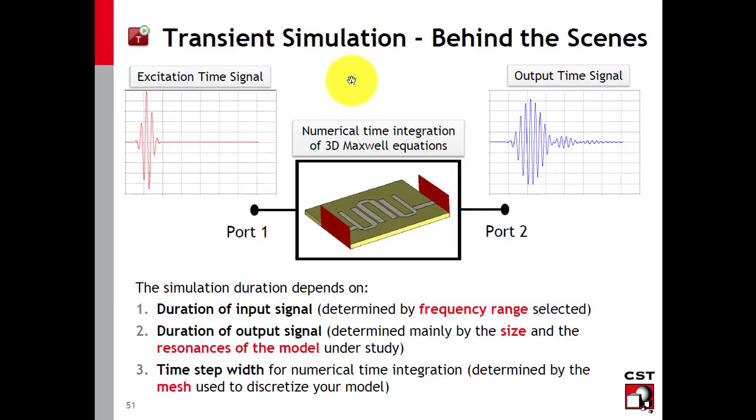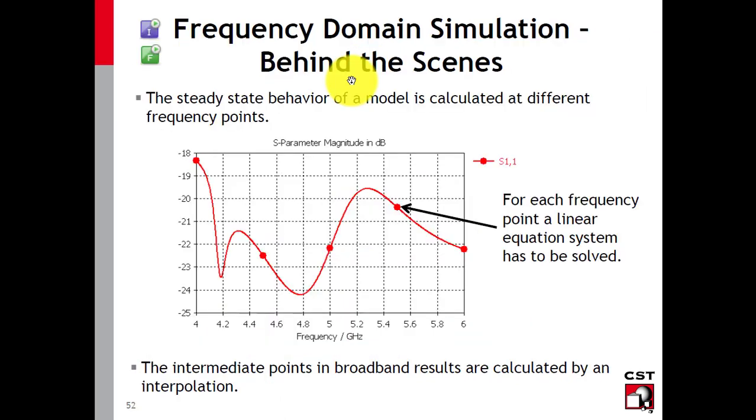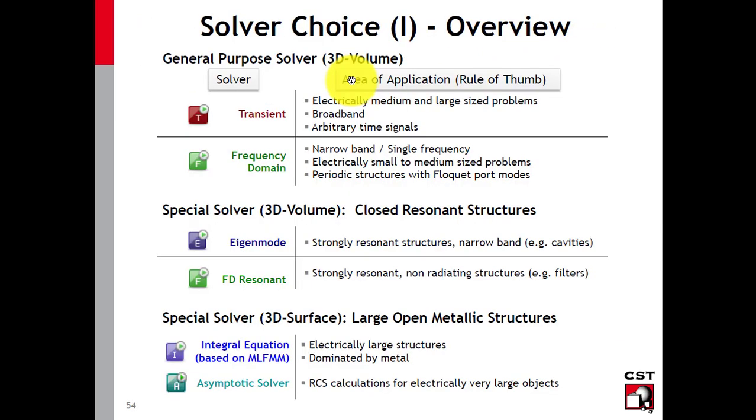Also the excitation signal, as you saw before, I showed you how to change the excitation signal. So maybe you want to change it. And here you have the frequency domain to calculate each point for the frequency. As you see here in the documentation, you can see what the transient and the frequency solvers are. Transient is for electrically medium and large size problems or broadband, arbitrary time signals. Frequency domain is for narrowband, single frequency. So we can use the type of solver depending on your application.